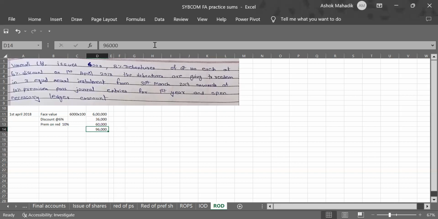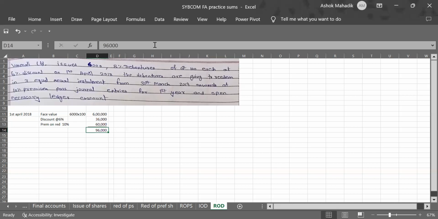You can keep these two accounts separately, that is discount and premium, or just merge them into one: loss on issue of debentures. This will be convenient. Instead of using those two accounts, just use this loss on issue of debentures, 96,000. Clear, students? So these are the details which we will need at the time of recording the issue entry.